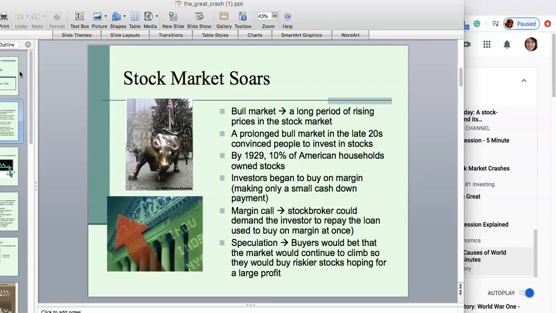There's quite a bit of vocabulary within this PowerPoint itself, so just make sure that you're paying attention to that. For example, on this slide, our vocabulary is bull market, margin call, and then speculation. So a bull market is when your stock market is doing well.